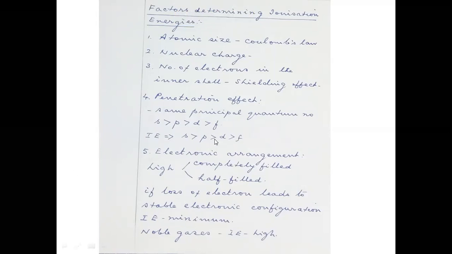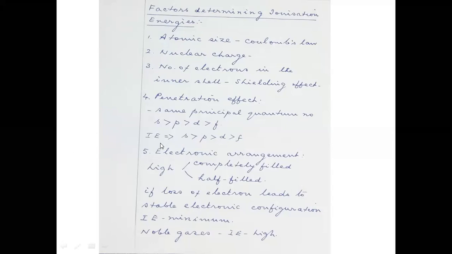So, because of the penetrating power or the penetrating effect, the ionization energy used to remove the electron from the s orbital is the highest, and then in decreasing order it becomes p, then d, and finally f. So this is the decreasing order of ionization energy pertaining to orbitals with the same principal quantum number.